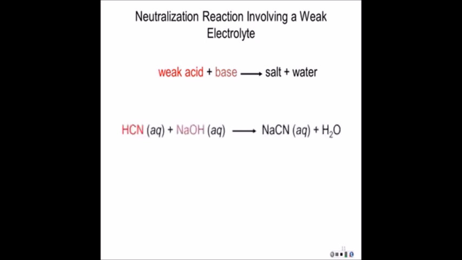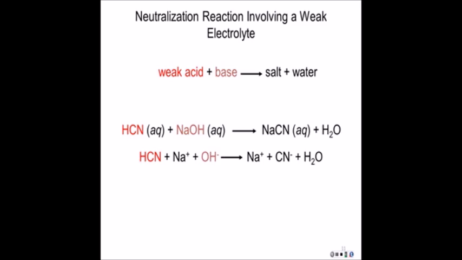Okay. Next reaction. Now we're going to take a look at using a weak acid and a base. With a weak acid, it's a little bit different. Now the example that we're going to use is HCN, which is hydrocyanic acid, and sodium hydroxide. If I write the ionic equation, I would get this. Now you notice the HCN, because it's a weak acid, really doesn't ionize very well. So we're keeping it together as HCN.